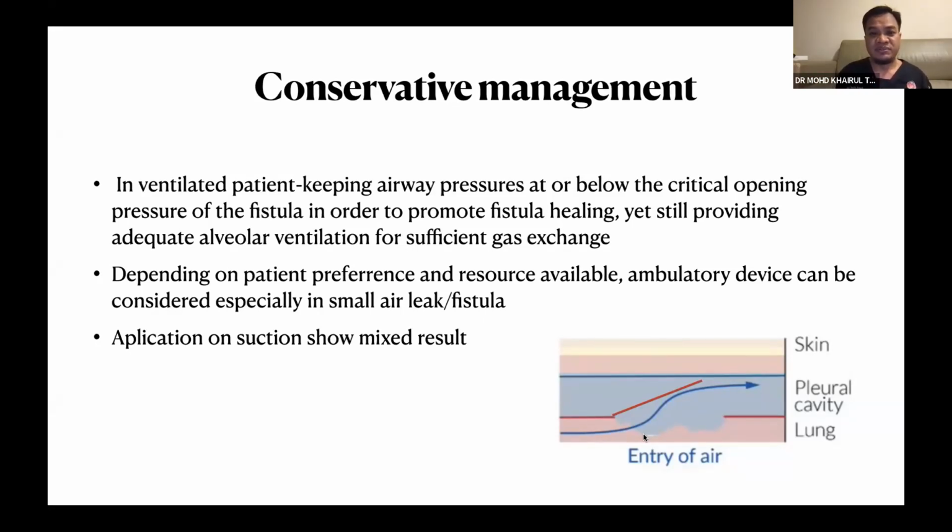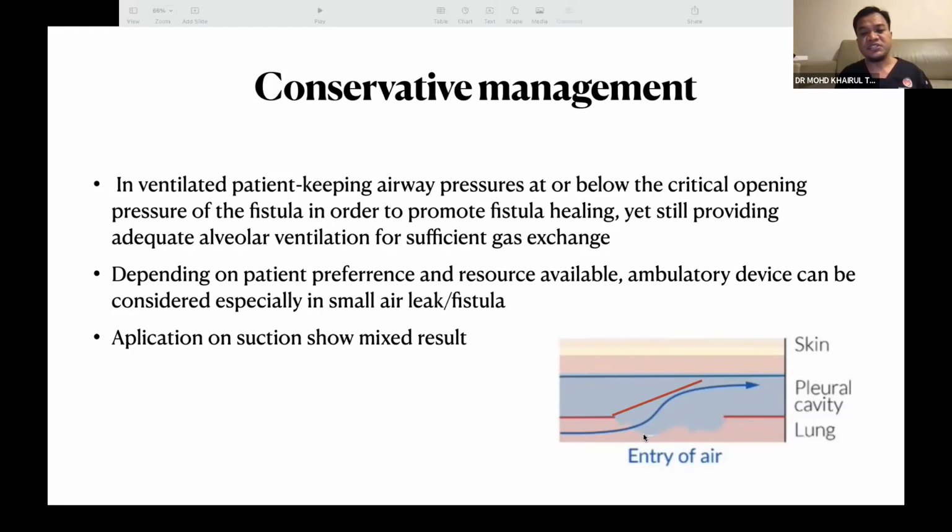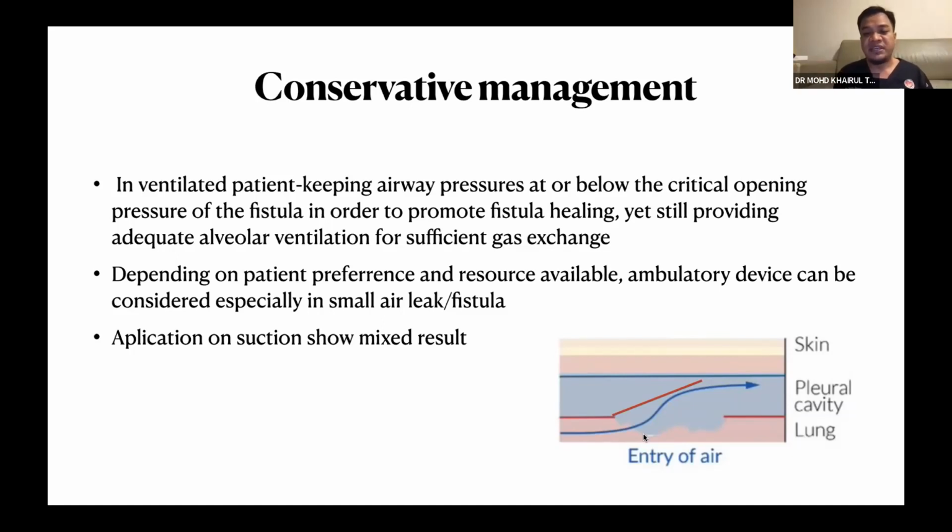Another controversial issue is the application of suction when you have a bronchopleural fistula. Do we need to apply suction? There are two schools of thought again. The first says don't apply suction, because whenever you apply suction, the volume of air leak from the fistula increases, it will open the flap and cause a continuous air leak, and subsequently delay healing and closure of the fistula.